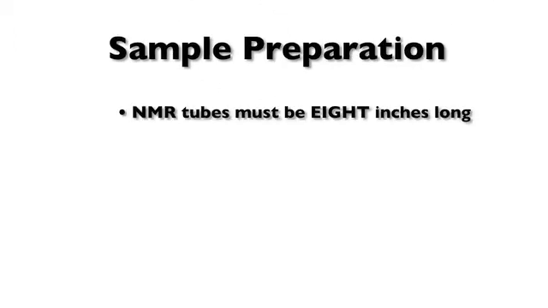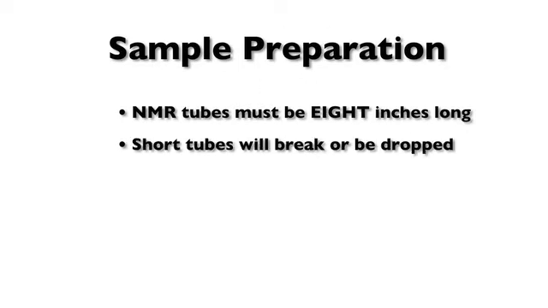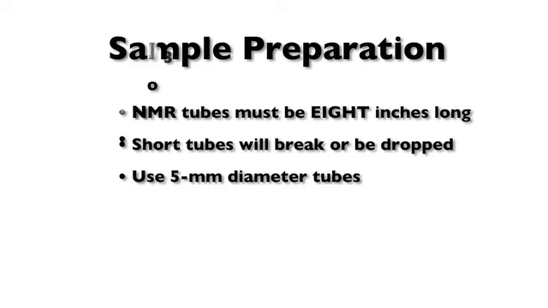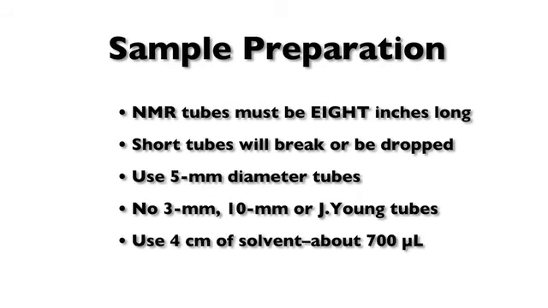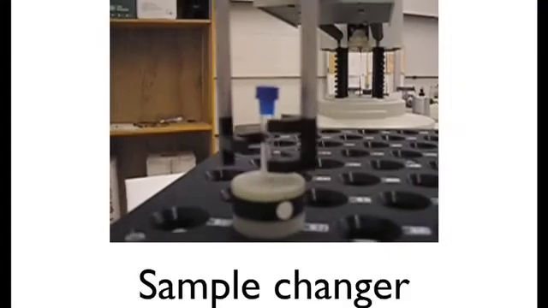For the sample changer, all tubes must be 8 inches tall. Shorter tubes, such as 7-inch tubes, may break or be dropped. Use 5 mm diameter NMR tubes. Do not use 3, 10, or other tubes. Do not use tubes that have stopcocks. When making your sample, use at least 4 cm of solvent, about 700 microliters.